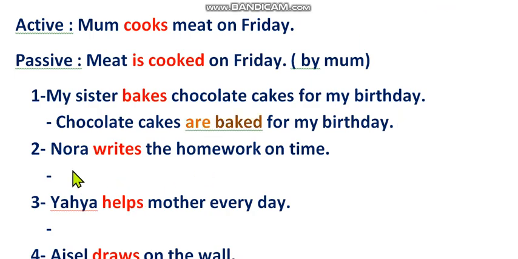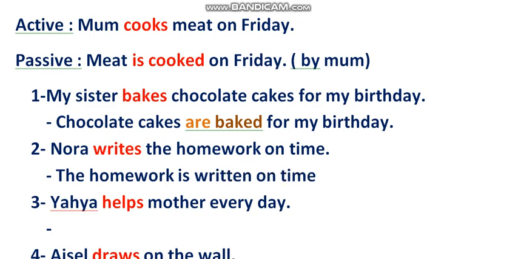Here, Nura writes the homework on time. So the passive is the homework. That's irregular, uncountable. So we use is. Write, wrote, written. We need the third, which is written on time. I can also say by Nura.